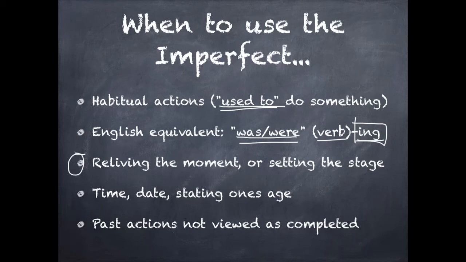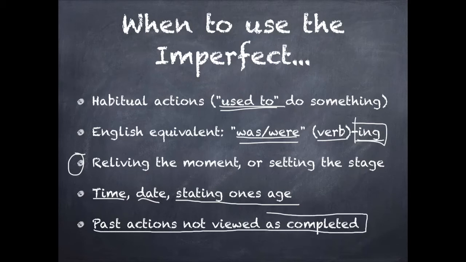That kind of leads into the third one, reliving the moment or setting the stage. It's the background. It's what's in the back, and you're trying to make a point that people can really imagine, like they're actually there. When you're dealing with time, date, or stating one's age, you're always going to use the imperfect. Also when you're dealing with past actions not viewed as completed. That pretty much sums up the entire imperfect.